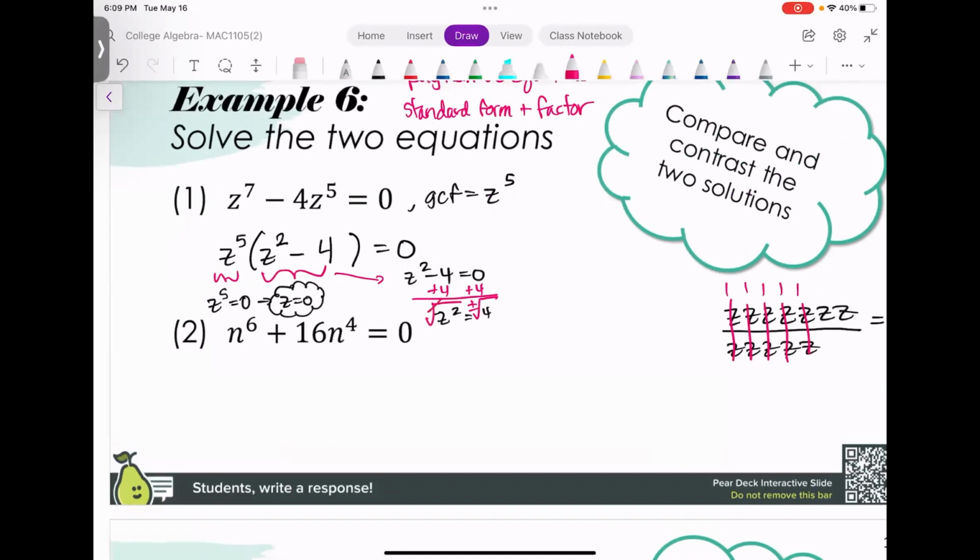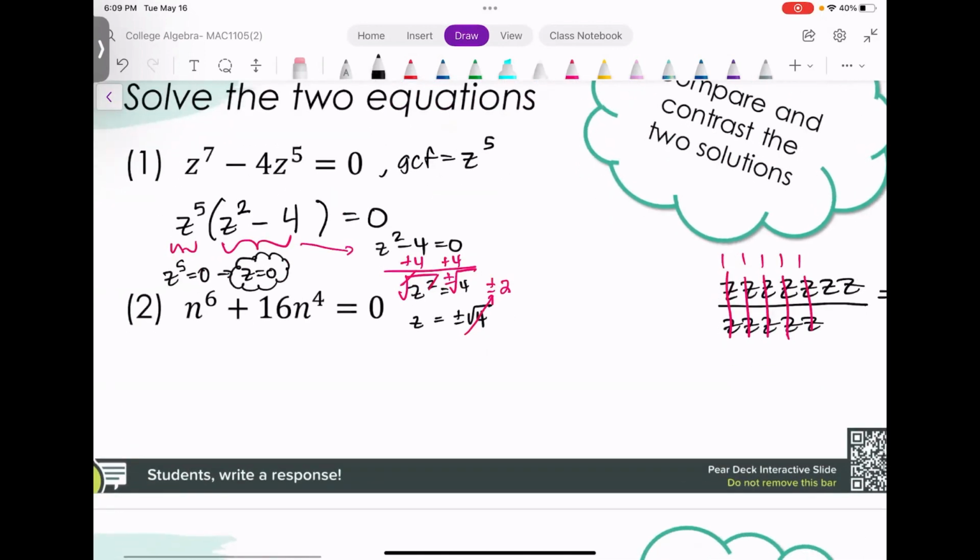So this square root undoes my square, leaving me with just z. And on the right, I get plus or minus square root of 4. The square root of 4 means what number multiplies by itself to equal 4. So that's plus or minus 2. So I have 3 solutions. Z equals 0, negative 2, or positive 2.